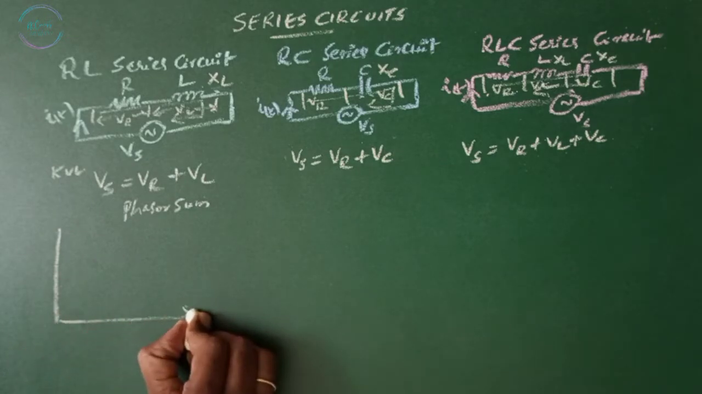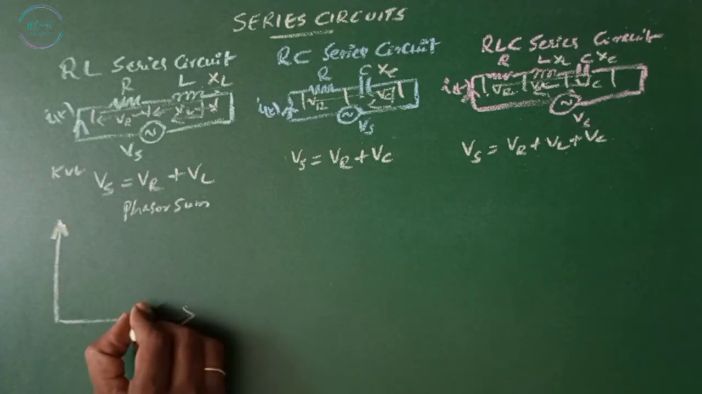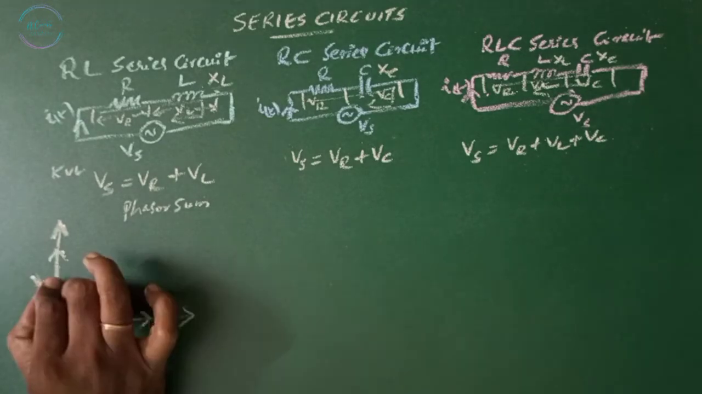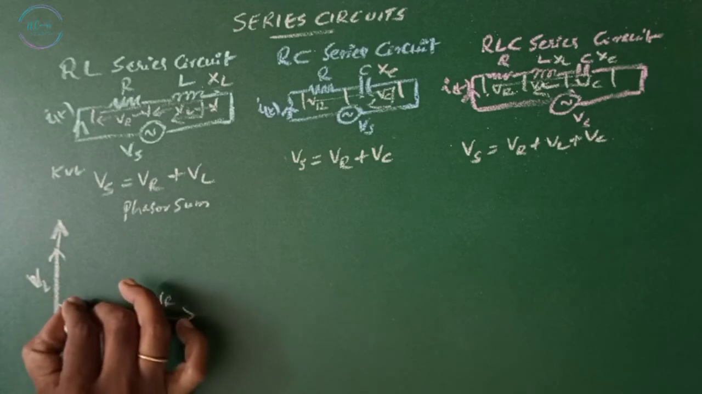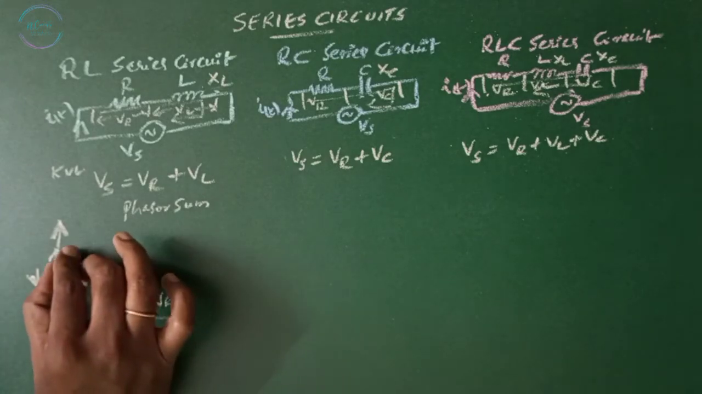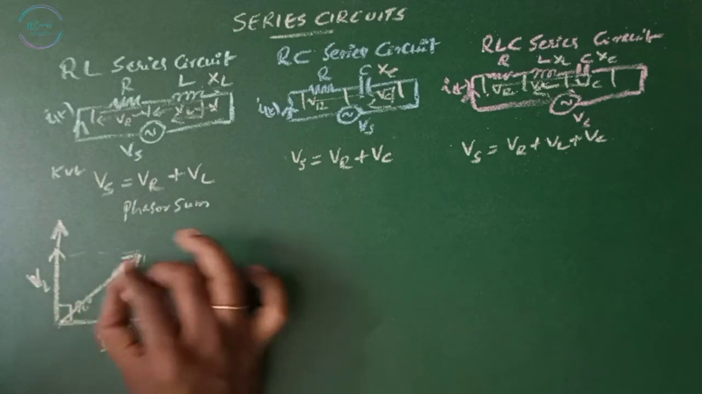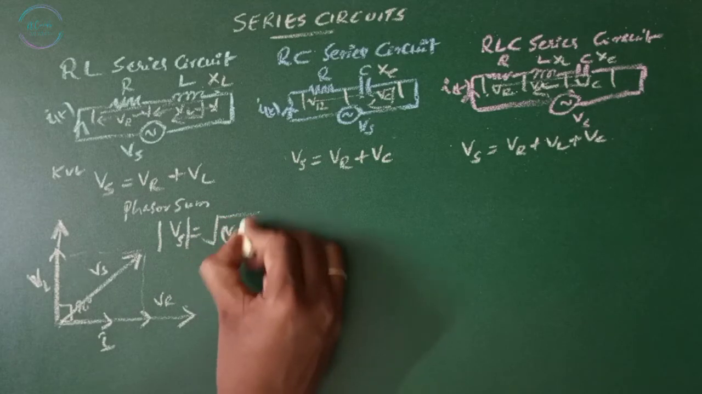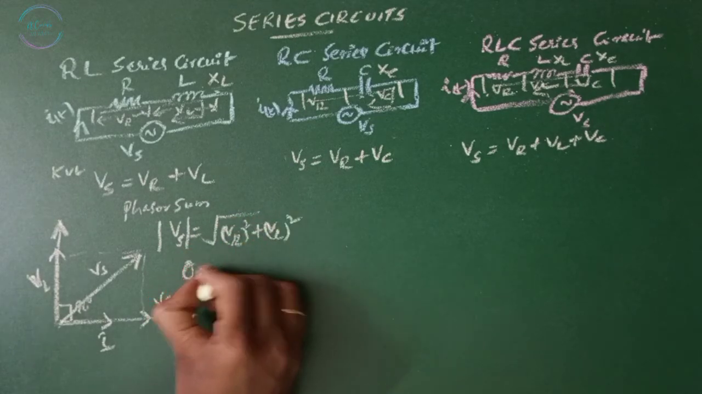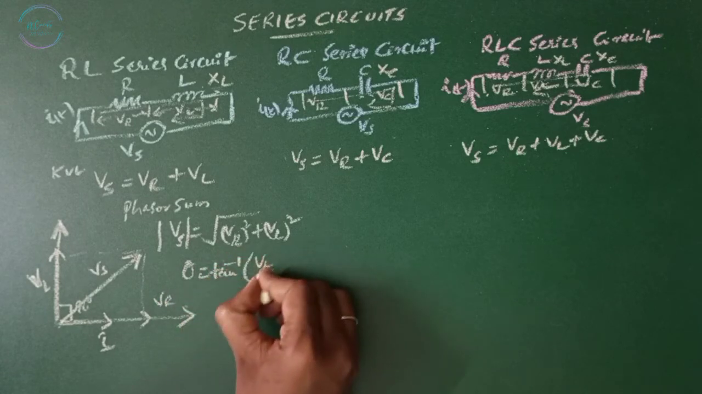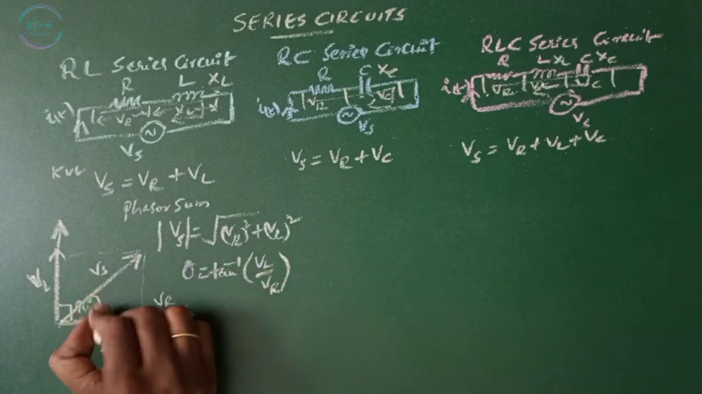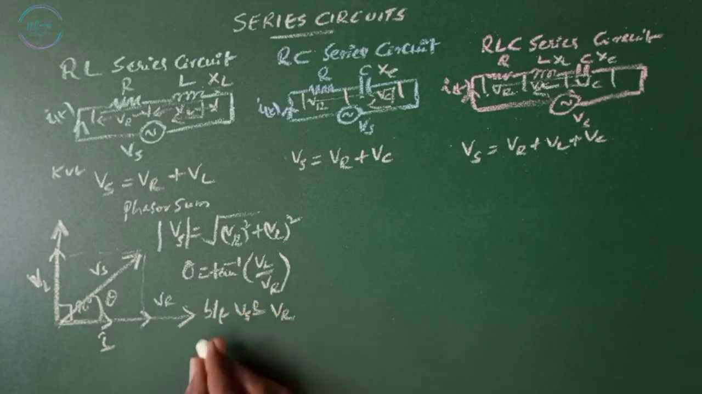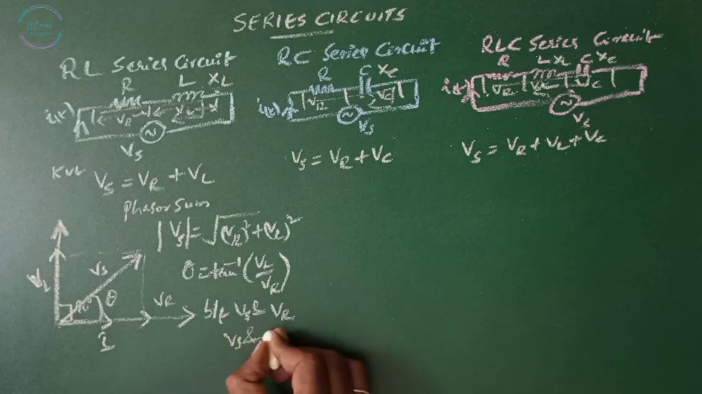I'm drawing a phasor diagram for this. This is my VR. Current I is in phase with VR, and VL leads I by 90 degrees. Now the phasor sum is, this is my Vs. Magnitude of Vs equals square root of VR square plus VL square. Theta equals tan inverse of VL by VR. This is the angle theta, and theta is the angle between Vs and VR, as well as Vs and I.